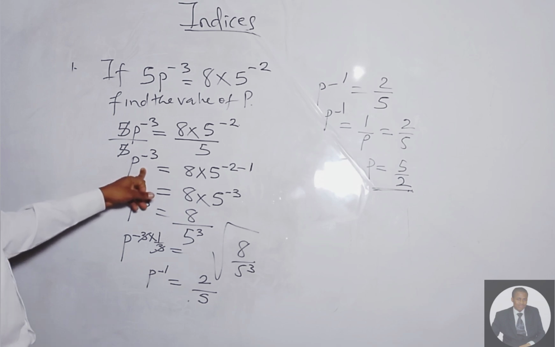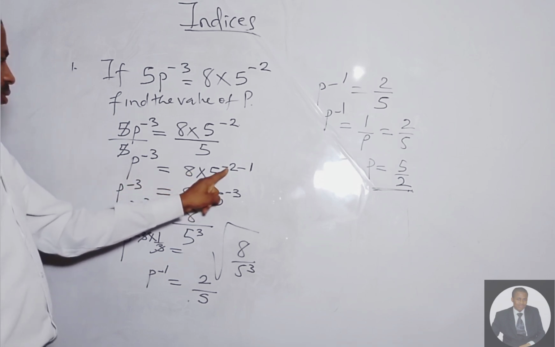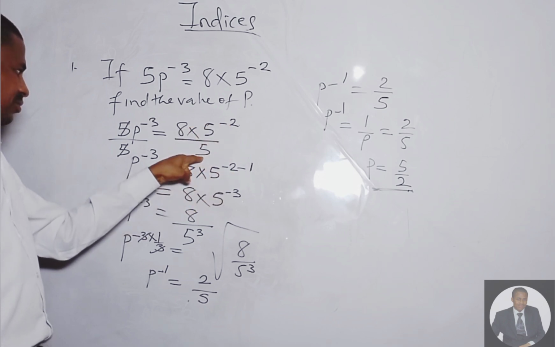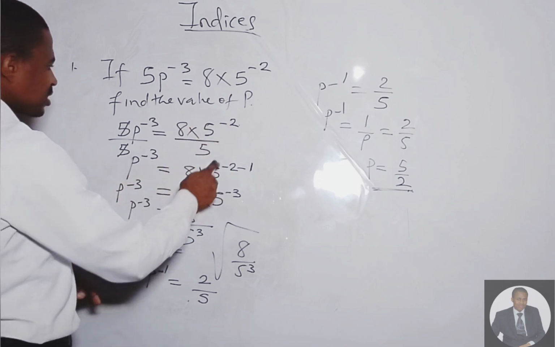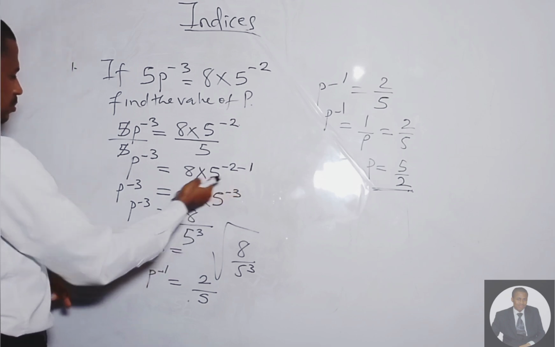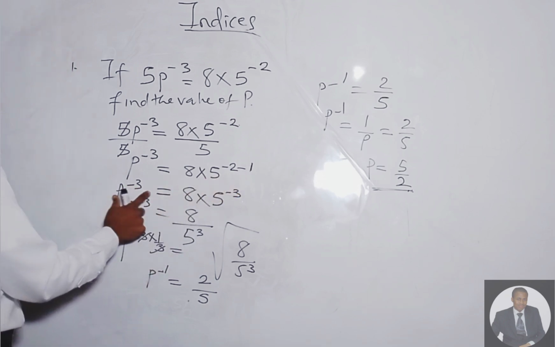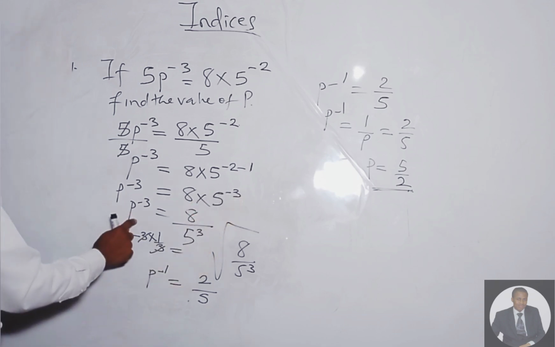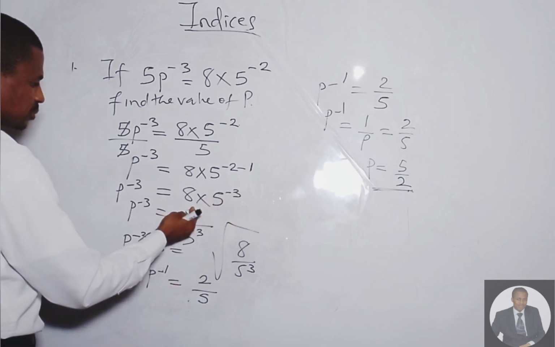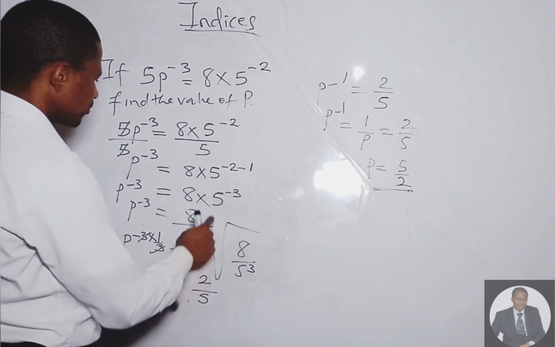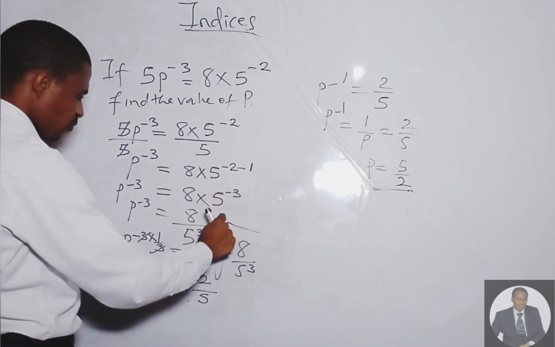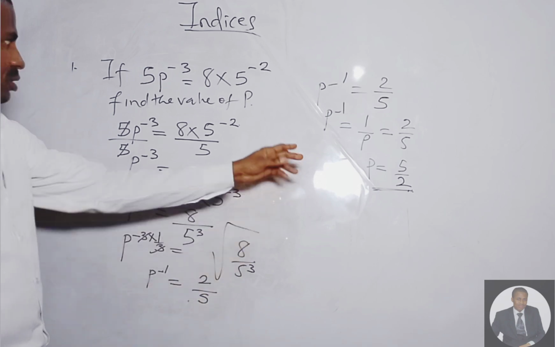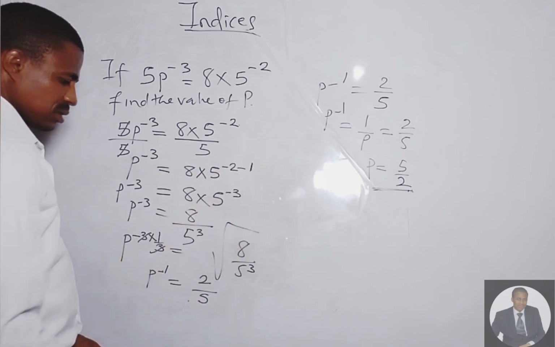p^-3 equals 8 times 5 raised to the power -2, that we had before. Then divided by 5, which means a reciprocal of 5. So p raised to the power -3 will give us 8 times 5 raised to the power -3. And 5 raised to the power -3 is the same as 1 over 5 raised to the power 3. This will give us the answer.